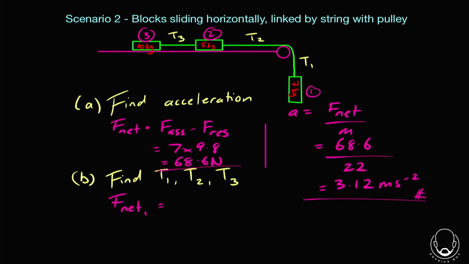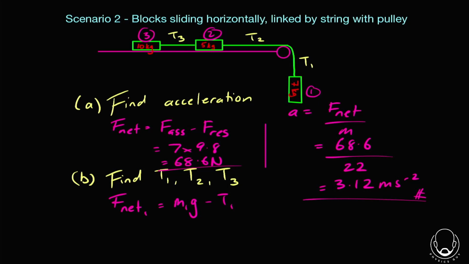Now, the force assisting the motion of the 7 kilo mass downwards is the weight force, so we'll call that M1G. And what force is resisting the motion of that 7 kilo mass downwards? We've got our tension T1. So it's M1G minus T1.